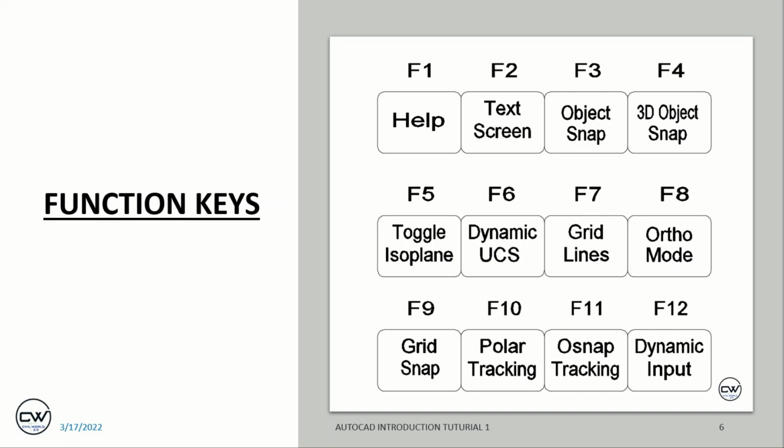For example, if you need the grid line, you can press F7 one time and the grid line will be activated, and if you press it one more time, it will switch off this command.